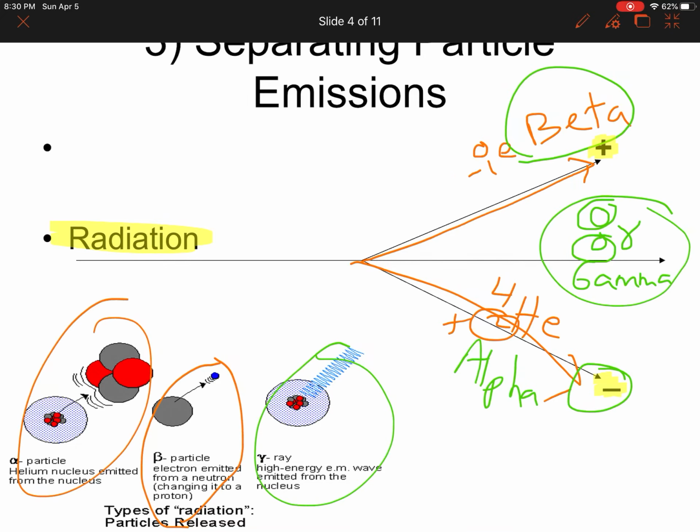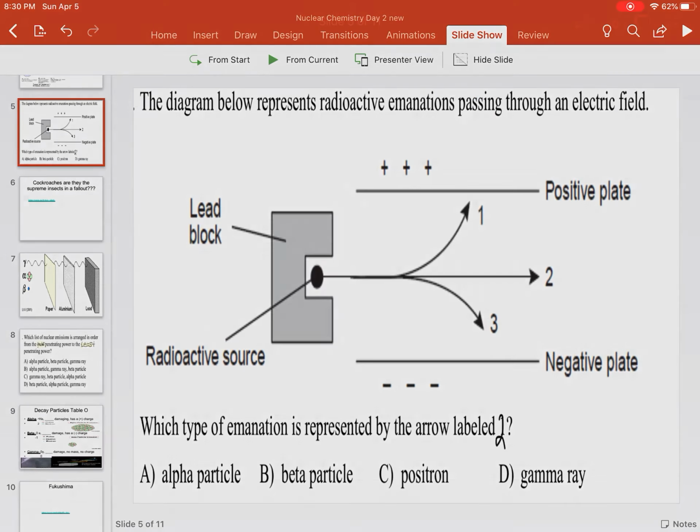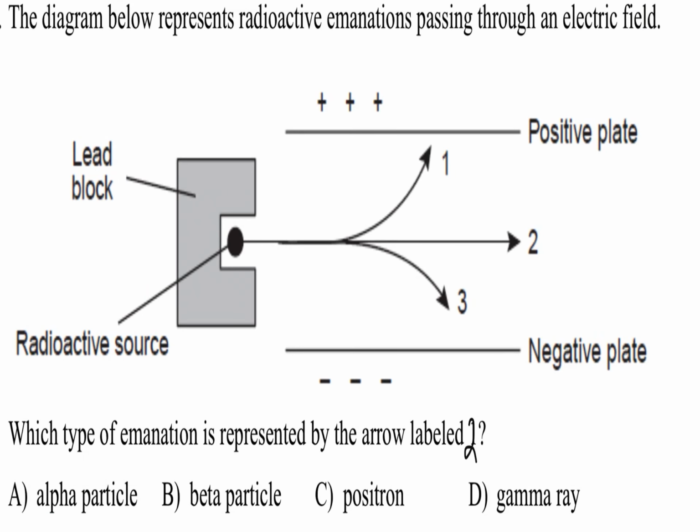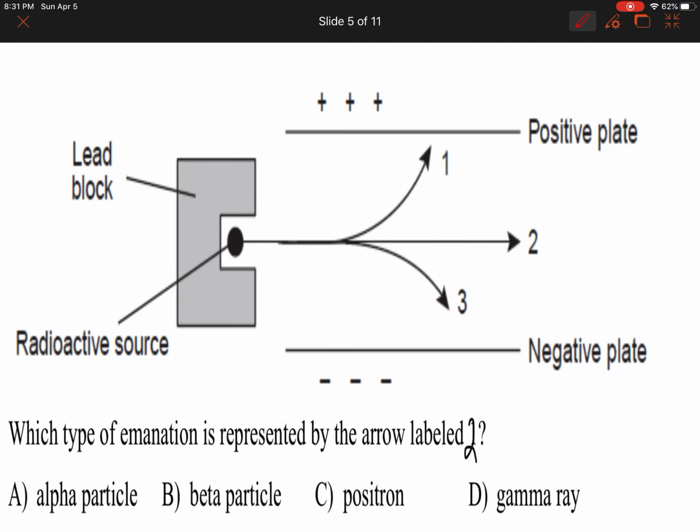Okay, very simple. With that knowledge in hand, I'd like you to answer this Regents question over here, please. Which type of emanation is represented by the arrow labeled 2? So look at the 2. Well, 1, if you notice over here, guys, goes to what side? This is the positive side. So which particle bends towards the positive? Well, opposites attract, right? So the negative beta would go towards 1. Who goes towards 3? The negative end. Well, correct, that would be the positive alpha.